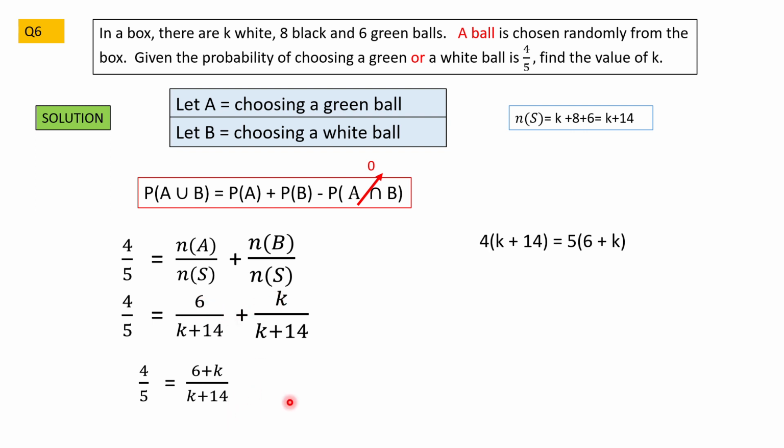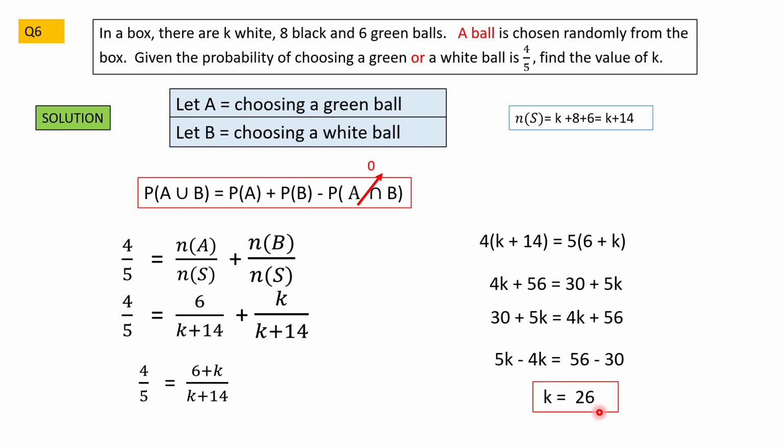Cross multiply, expand, rearrange in order to find the value of k. So here you have 5k minus 4k equals 56 minus 30. Therefore, the final answer k equals 26.